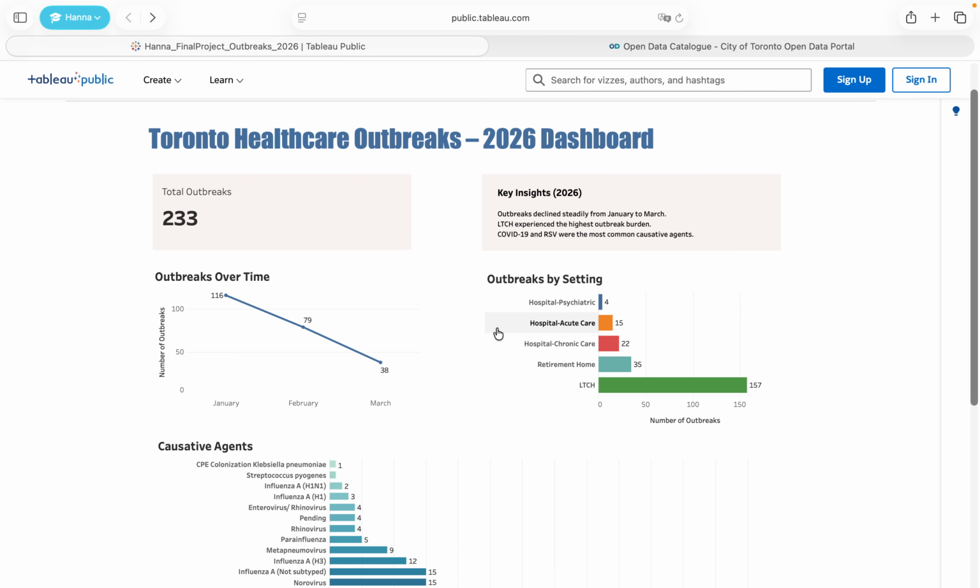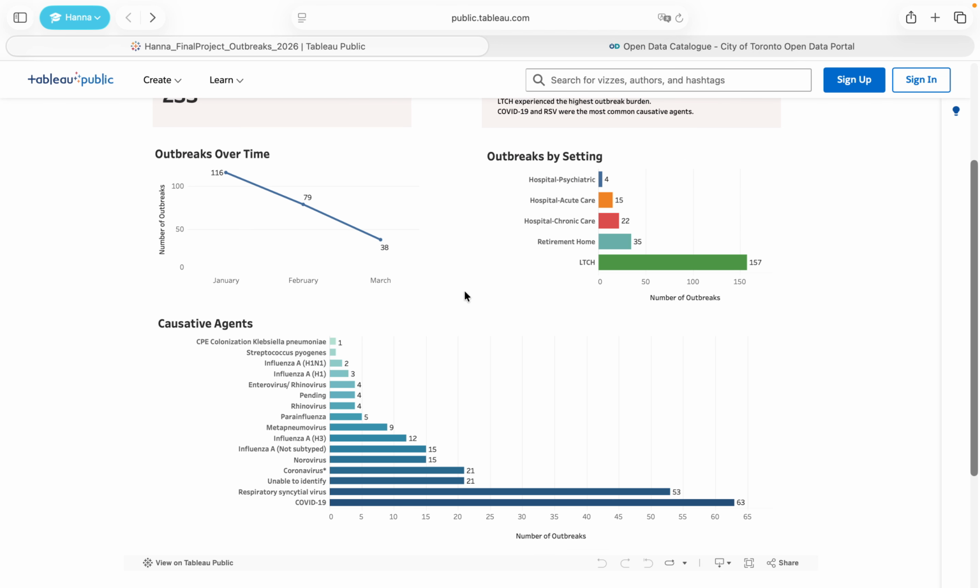Today we're going to analyze infectious disease outbreaks across healthcare institutions in Toronto during the first 3 months of 2026. This project is presented through an interactive Tableau dashboard that looks at outbreak trends over time, compares different healthcare settings, and highlights the most common causative agents.